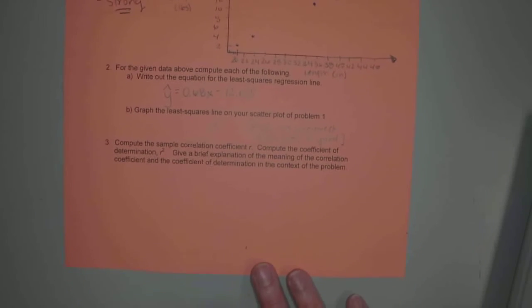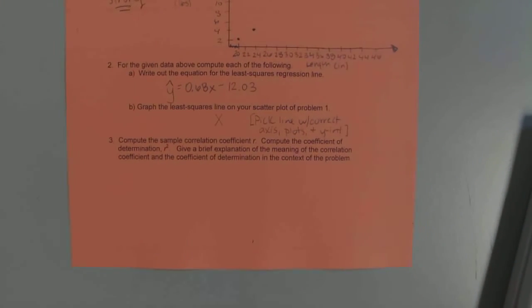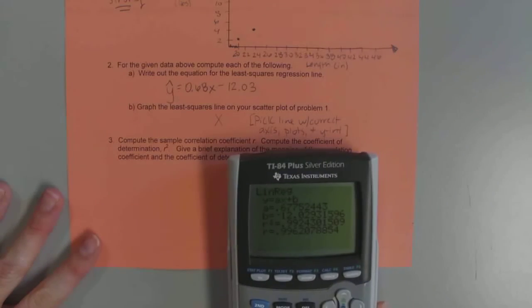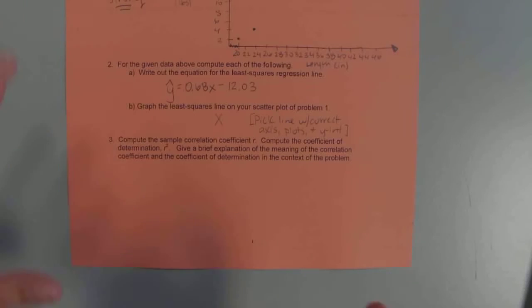On number 3, I know it's kind of hard. I'm going to turn this back off. I think it's easier to read it without that. On number 3, they're going to ask for the correlation coefficient R and the coefficient of determination R squared and give a brief explanation of both. Let's just focus on R. You guys can see here, R was 0.9962.